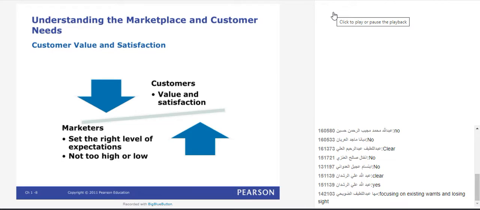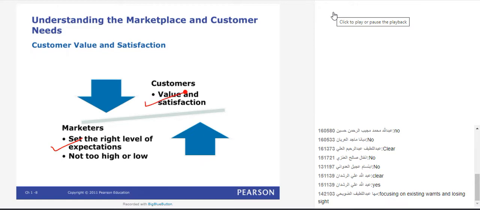Why we are doing this? Because we want satisfied customers, because they are expecting, and we as businesses are trying to make them satisfied. So we need to have this balance between customer expectation and customer satisfaction.